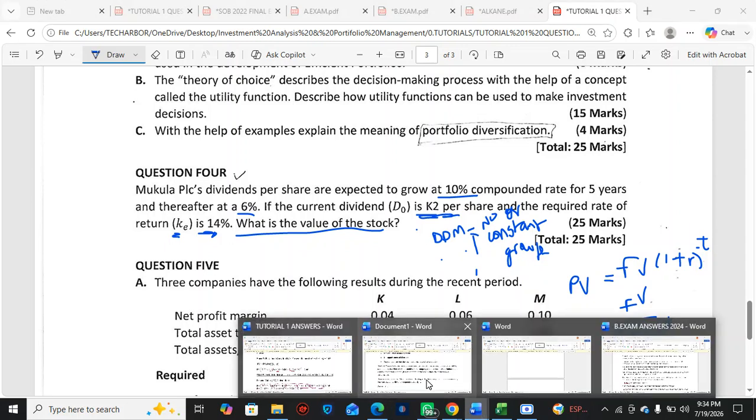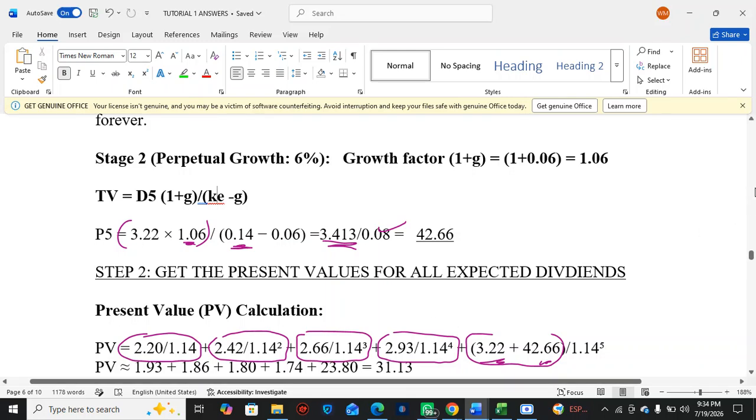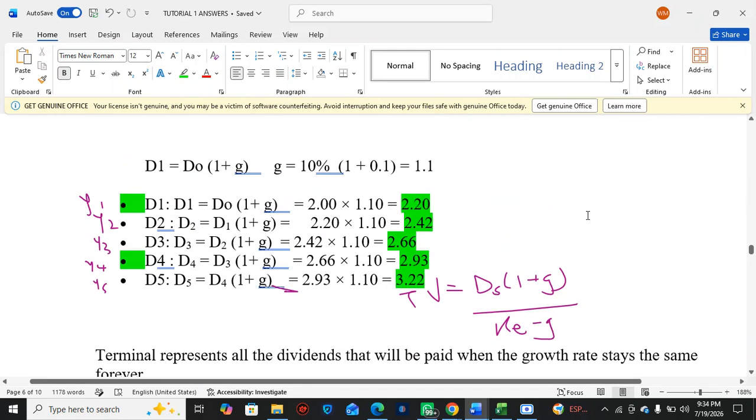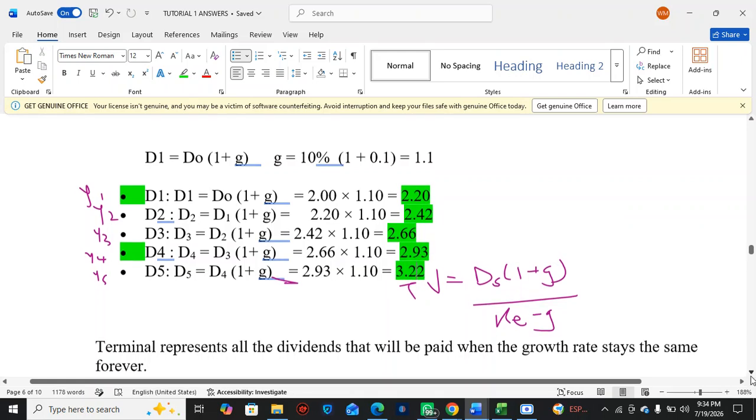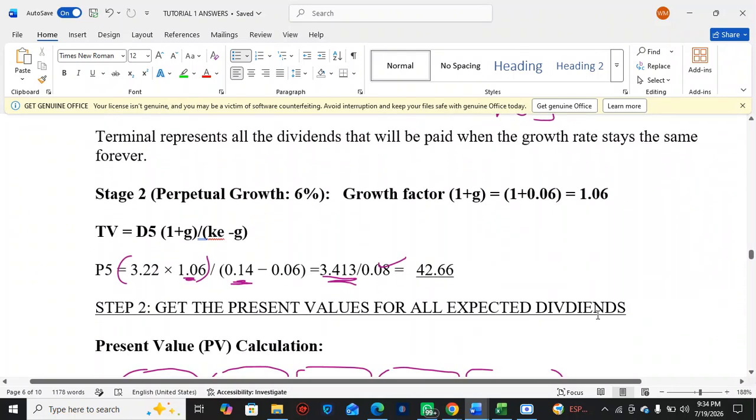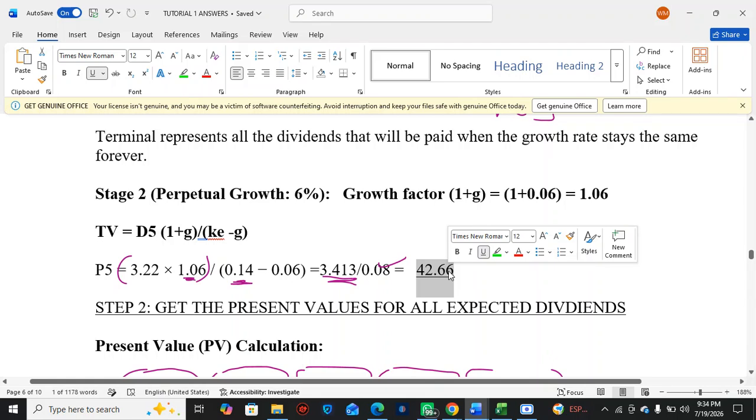Okay. So these dividends here, this 2.2, this 2.42, this 2.66, this 2.93, this 3.2, we have to get their present values. Even this terminal value, which represents the total value of the perpetual dividends, the dividends in perpetuity, we have to get its present value. So this is the assumption, colleagues.